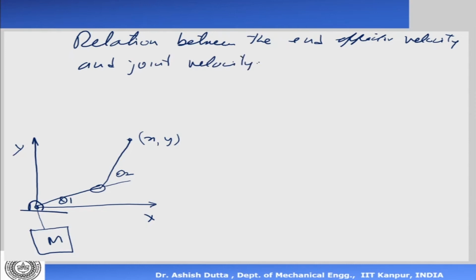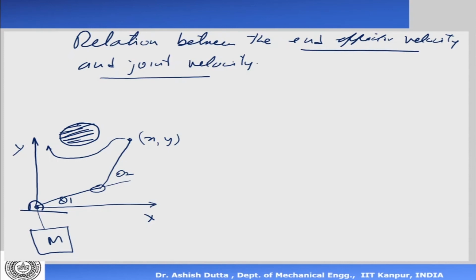Why? Because we are interested in moving the end effector in space. For example, there is an obstacle here, I'm just giving an example, and you want to move the manipulator such that it doesn't hit the obstacle. In that case, you need to find not only the position, the path, but the velocities that will take the end effector along this path, avoiding that obstacle. So you need to find the relation between the end effector velocity and the joint velocity.